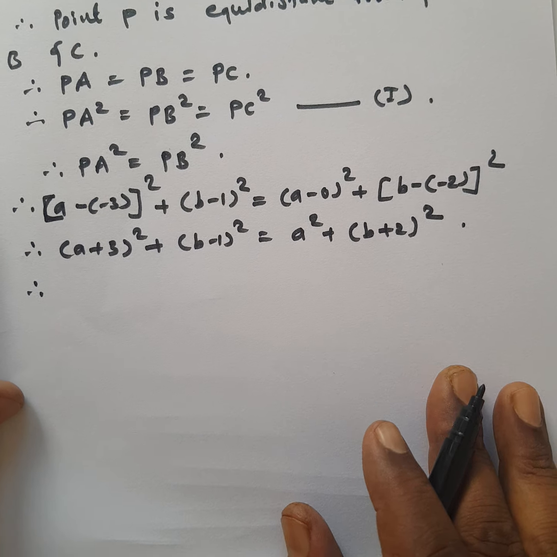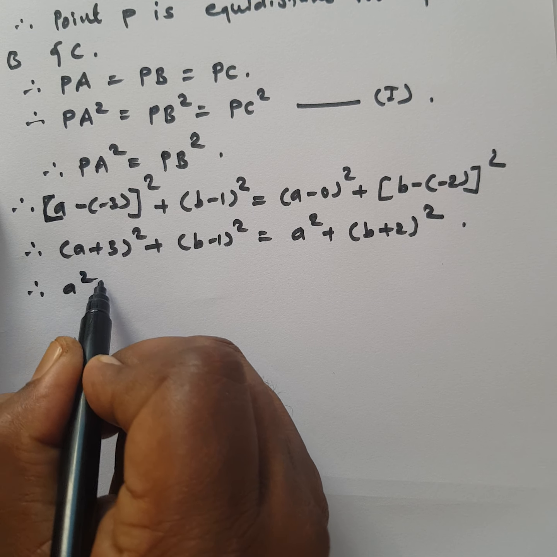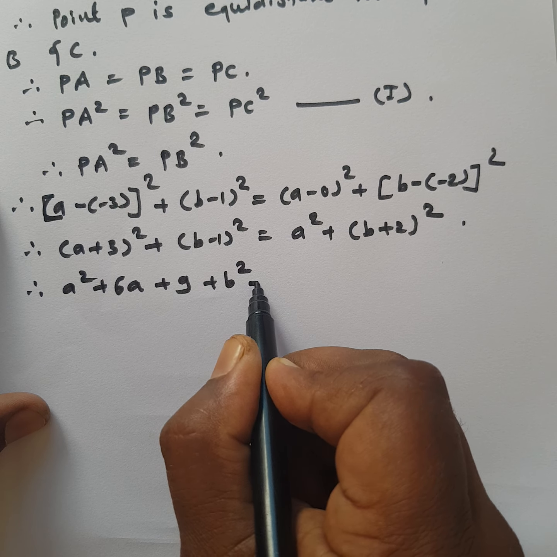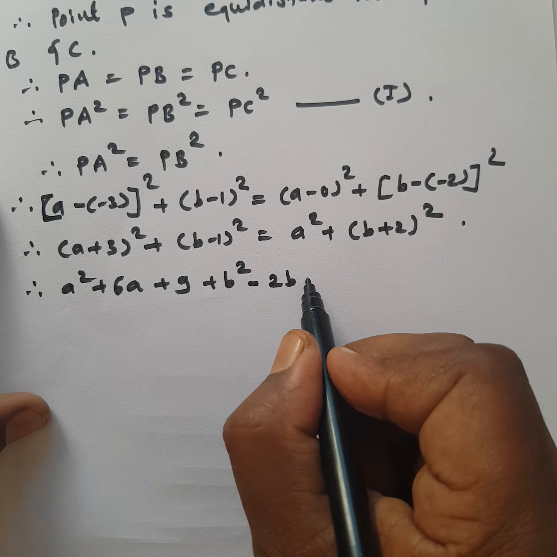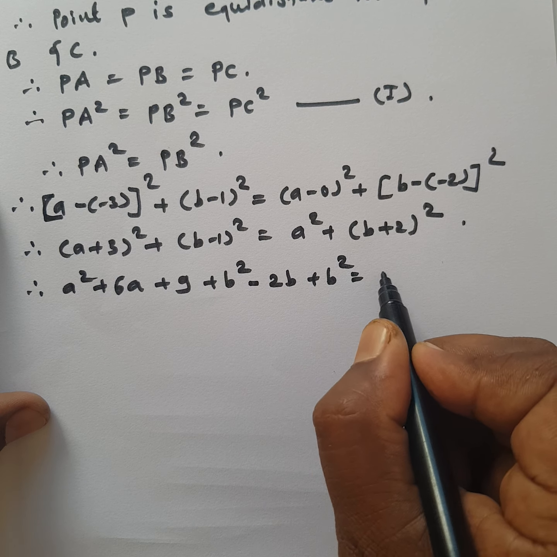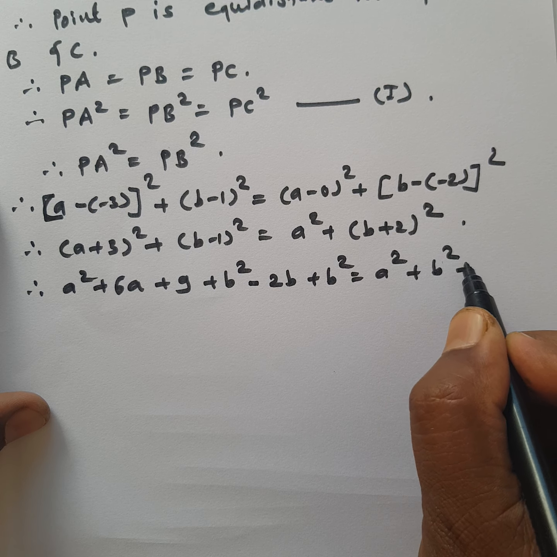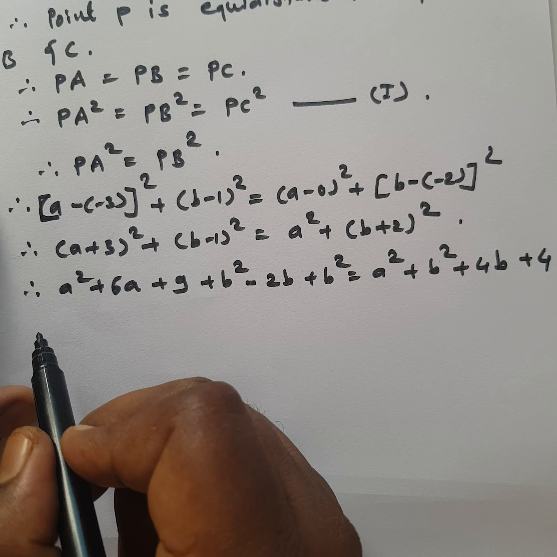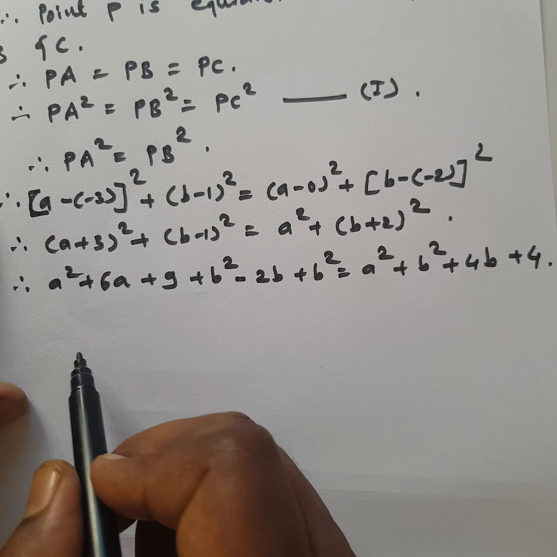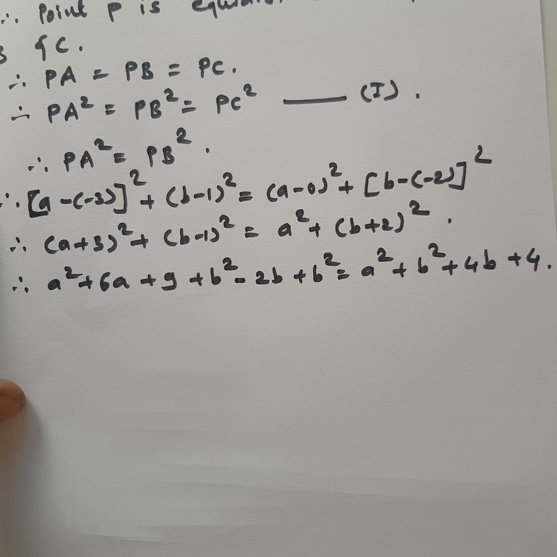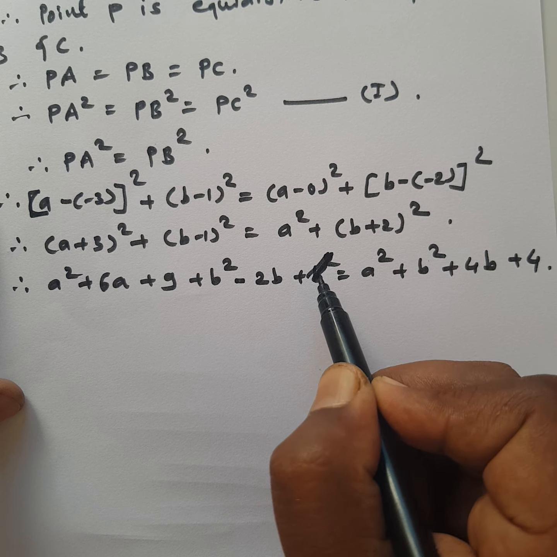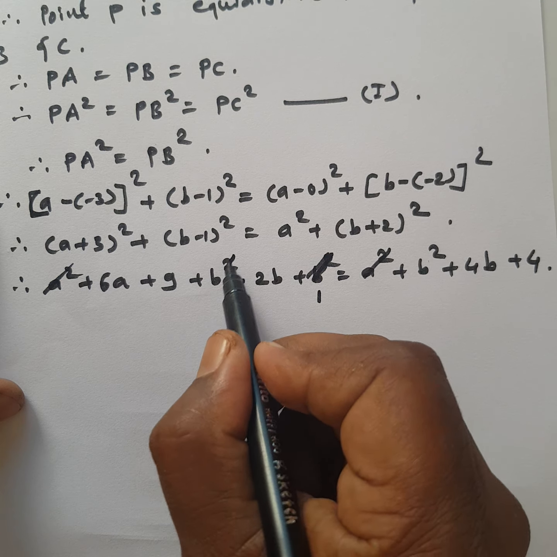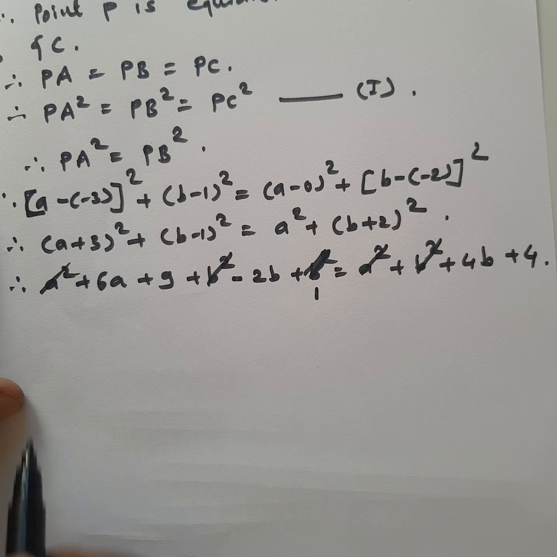Now we will expand the brackets. a square plus 6a plus 9 plus b square minus 2b plus 1 is equal to a square plus b square plus 4b plus 4. Here it is 1 square, 1. Now a square is on both sides, it will be cancelled. b square is also on both sides.